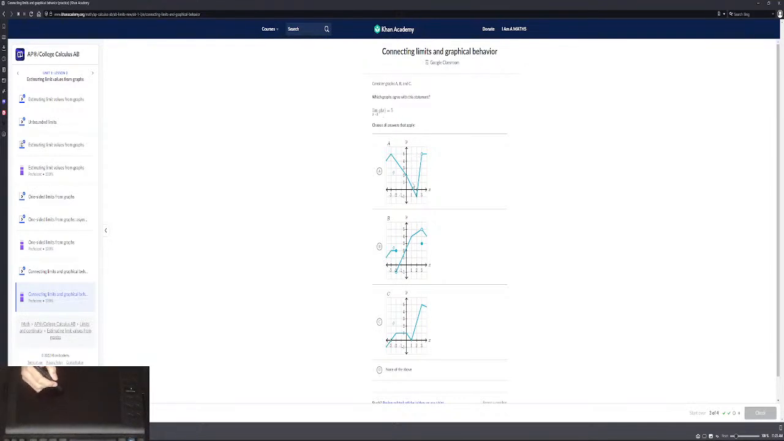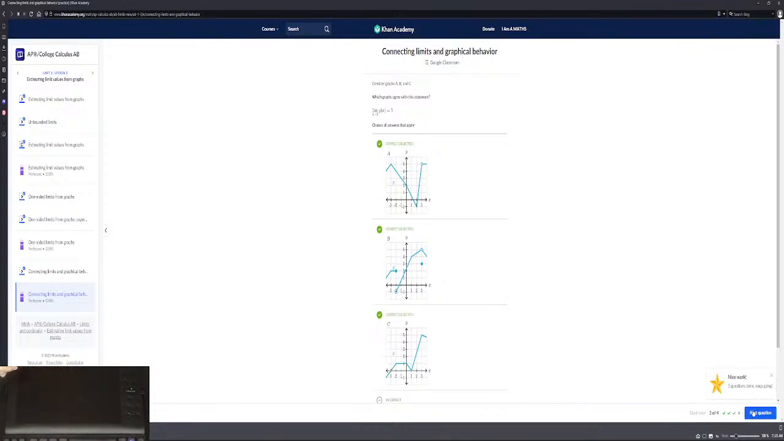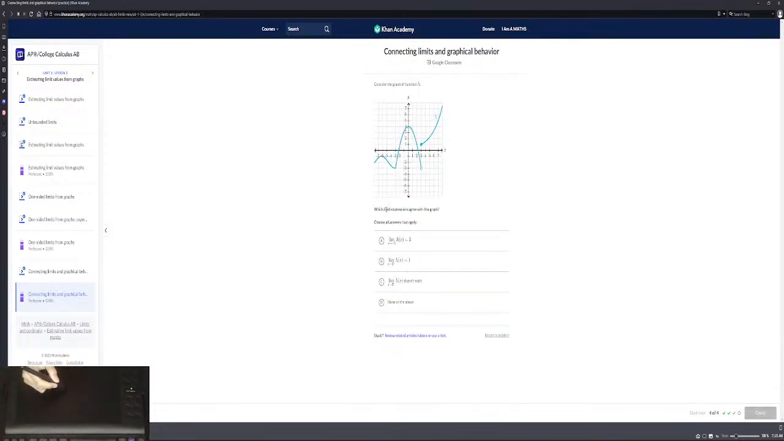Which of these graphs show that as the function approaches 3, the limit is 5? This one, and pretty much all of them. Which limit expressions agree with the graph? As x approaches -3, the limit is 3.